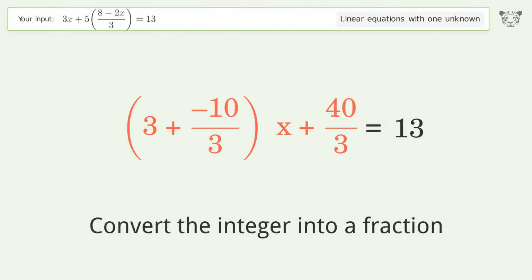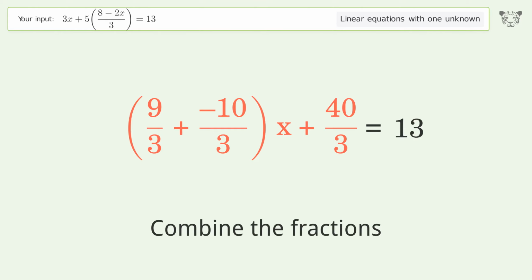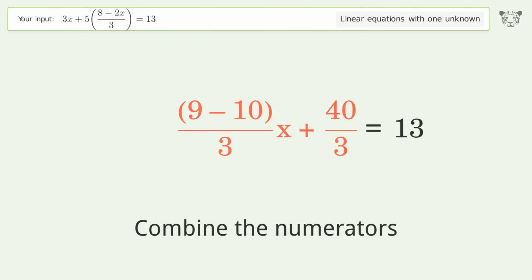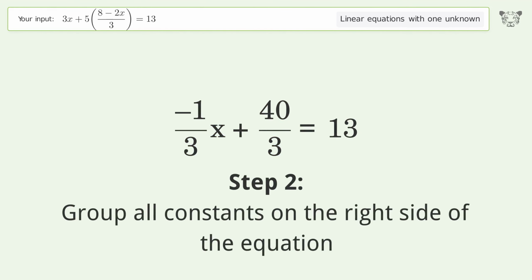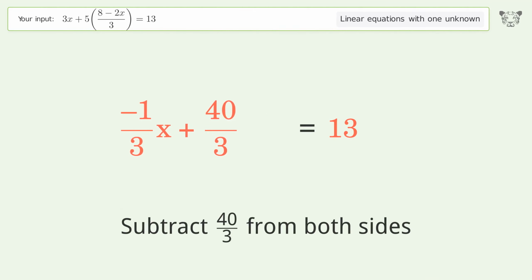Convert the integer into a fraction. Combine the fractions. Combine the numerators. Group all constants on the right side of the equation. Subtract 40/3 from both sides.